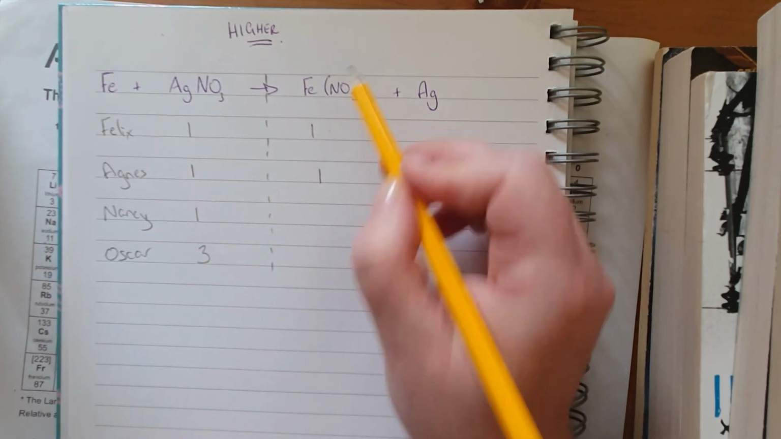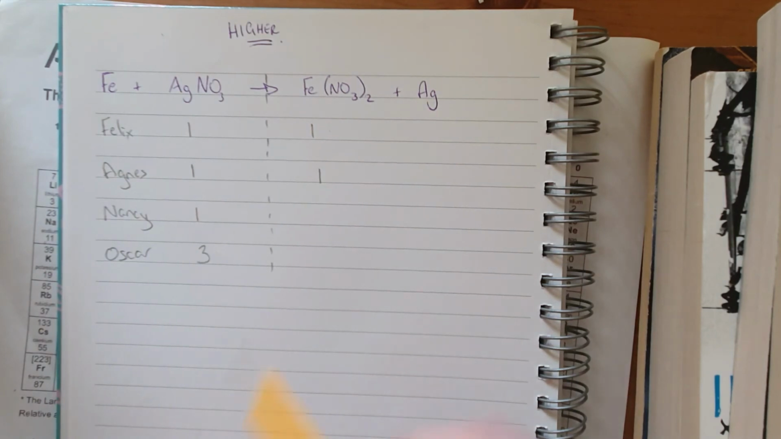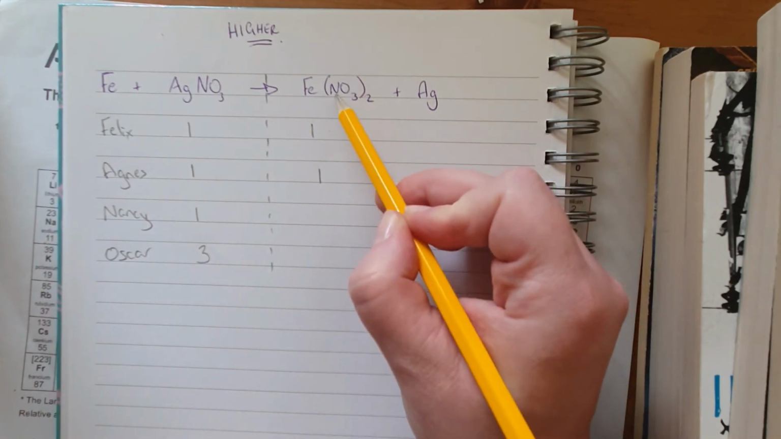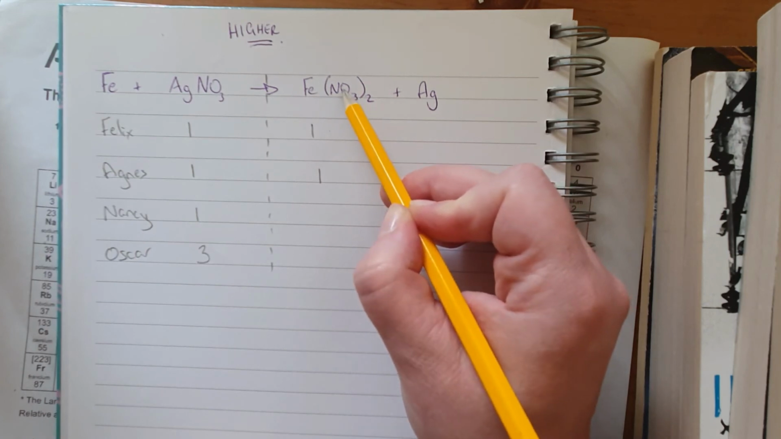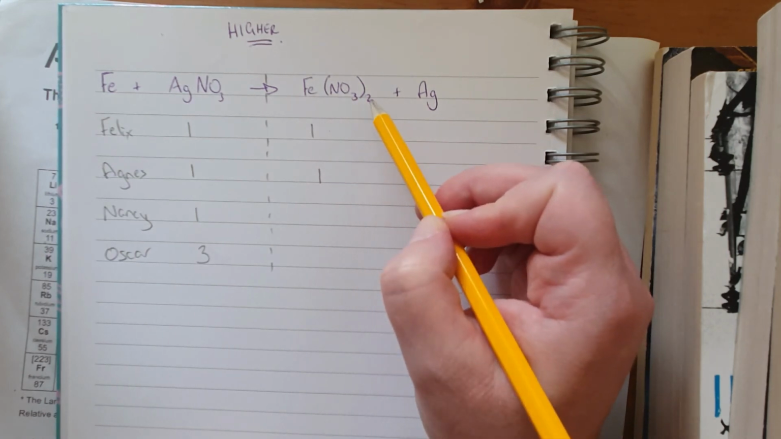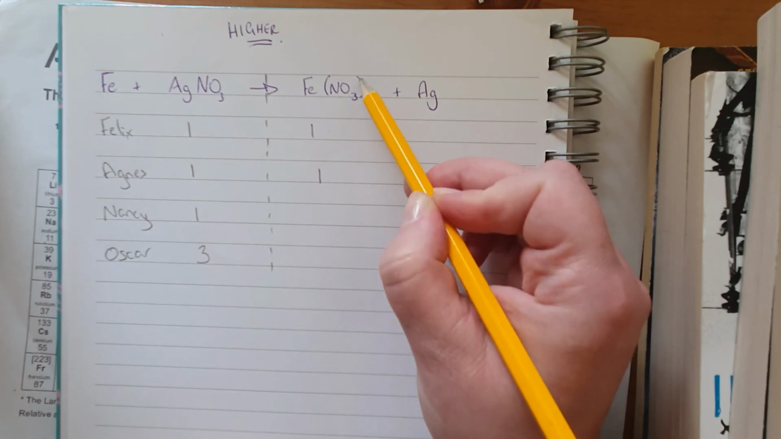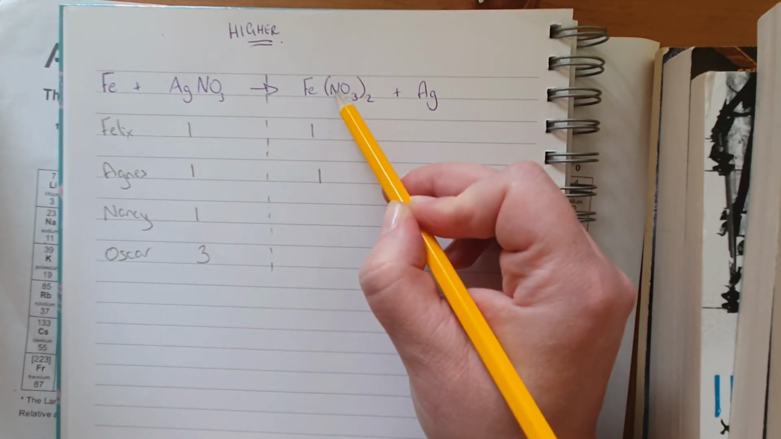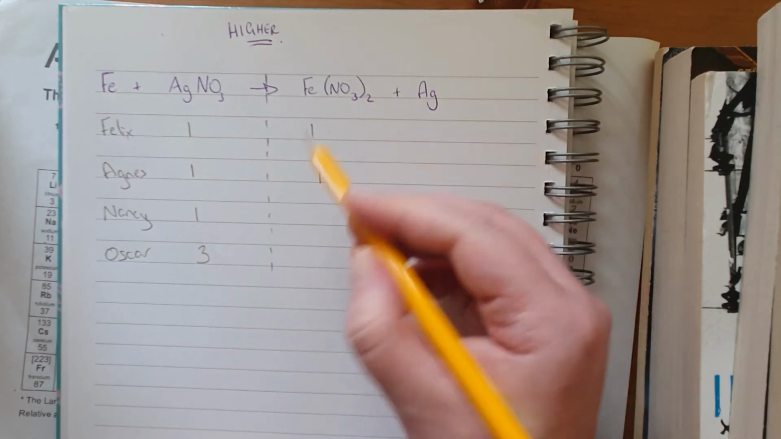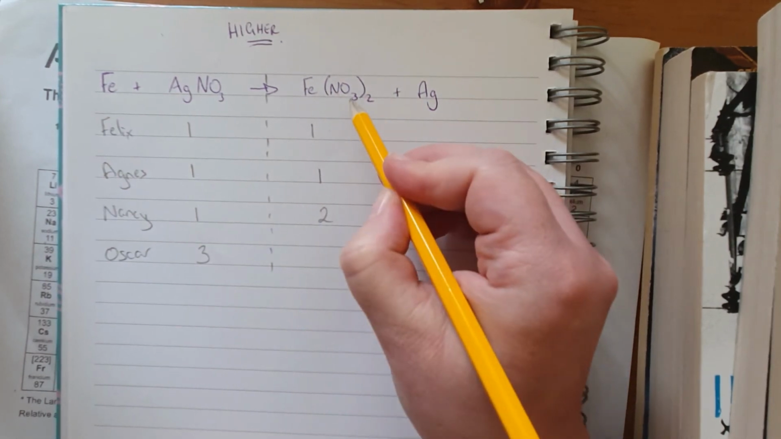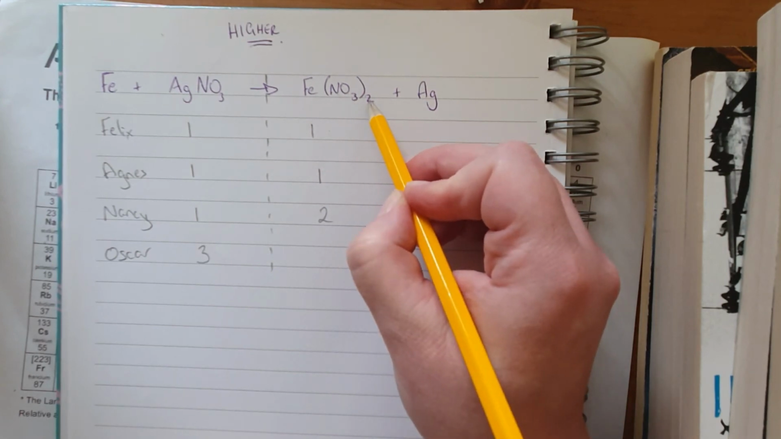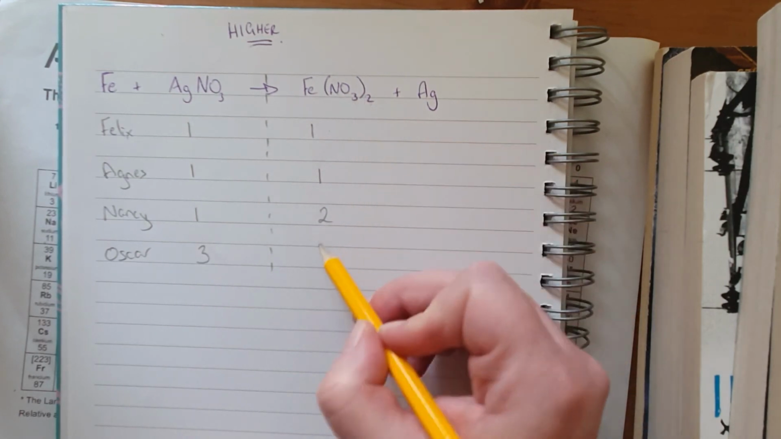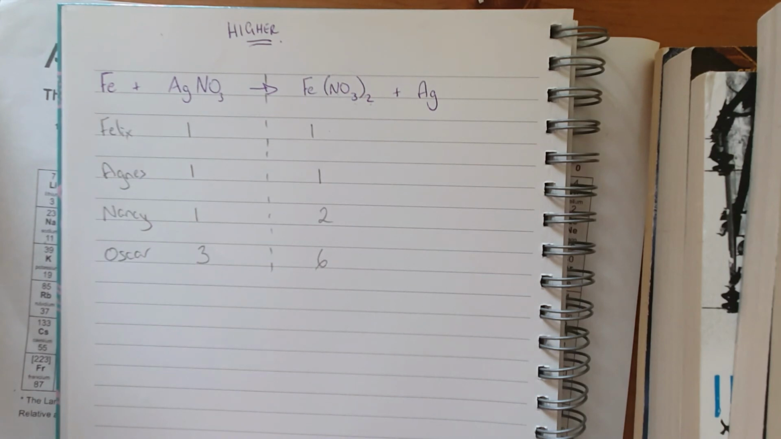Now this bit over here, I want you to ignore the brackets and the 2 for now. So we would usually say that there's 1 Nancy and 3 Oscars. Now just like in maths, this number is going to multiply everything inside the brackets. So we had 1 Nancy, 1 times 2 is 2. And Oscars, we had 3. I'm going to times it by 2. So 3 times 2 is 6. Okay, now that should give you a nice clear idea about how we're going to balance this equation.